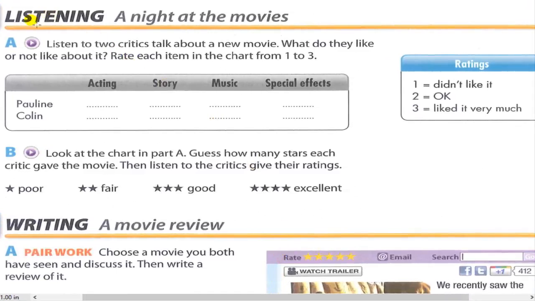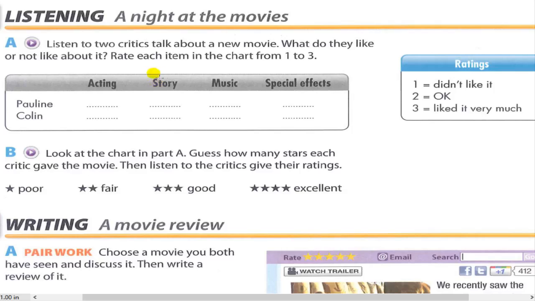Exercise number 12. Listening. A night at the movies. Listen to two critics talk about a new movie. What do they like or not like about it? Rate each item in the chart from 1 to 3. In this exercise, we have two persons. They are critics and they are discussing the movie.